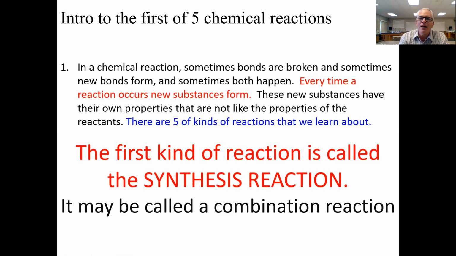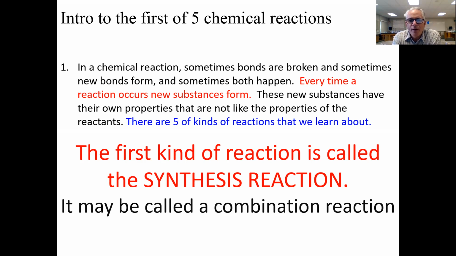In a chemical reaction, bonds get broken or bonds get formed, and sometimes both happen. In every single chemical reaction, whatever you're starting with, you end up with something different. New substances will form, and those new substances have new properties that are unlike the properties of the reactants. Now, we're going to learn about 5 kinds of chemical reactions in the next week or so, week and a half. And there's about 14 that you have to know by the end of the year. But the first 5 are the most basic ones.